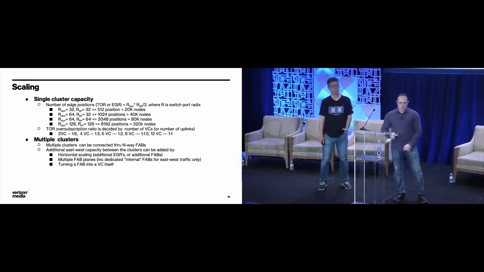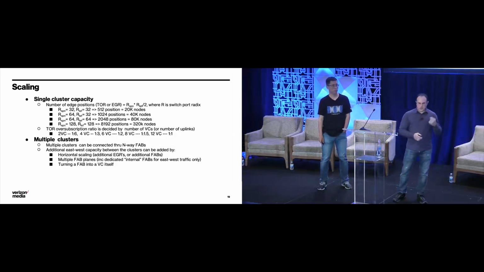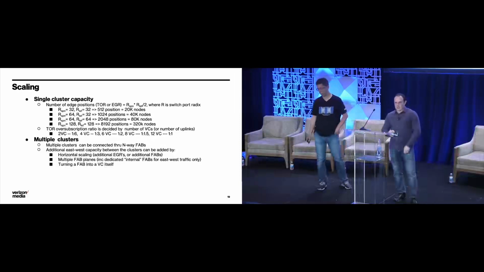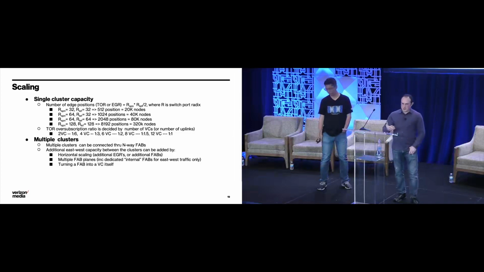You can use a Barefoot class of device for the spine, which is 64 ports, and use a Trident 2 class device for the leaf: 64 times 32, 1024. You can use 2 Tomahawk class devices to get up to 8,192 positions, which can scale up to 320,000 nodes. It's up to you how big you want to make a blast domain. It's up to you to figure out what portion of those edge positions you want to dedicate to uplinks out of the cluster, as opposed to downlinks, because that's where you can control oversubscription.